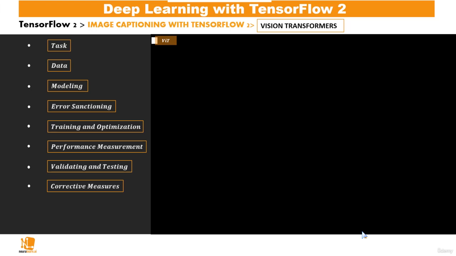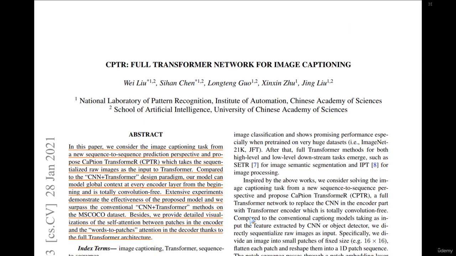Welcome to this section on corrective measures. In this section, we shall look at vision transformers and how they are applied in image captioning. The vision transformer was used in the CPTR paper entitled Full Transformer Network for Image Captioning by Wei Liu, Sihan Chen, Longteng Guo, Xinxin Zhu, and Jing Liu.